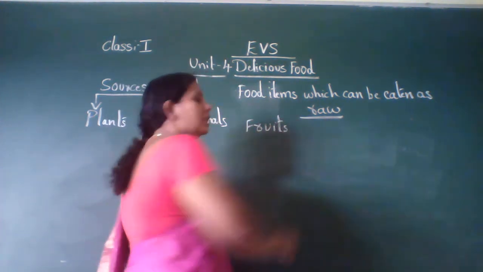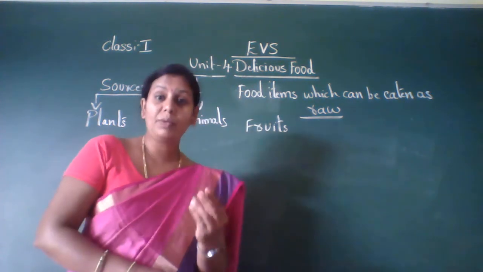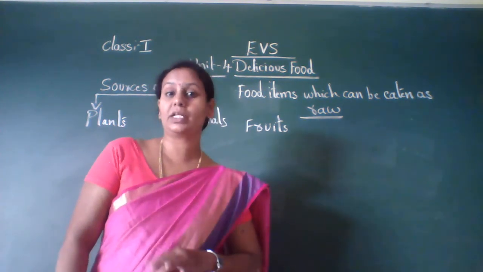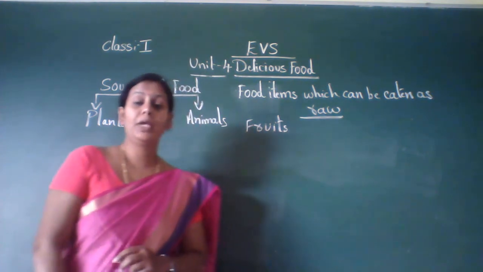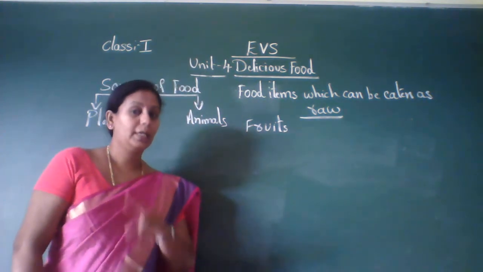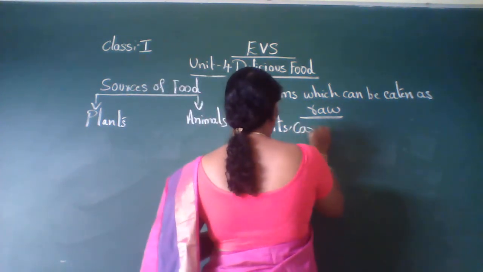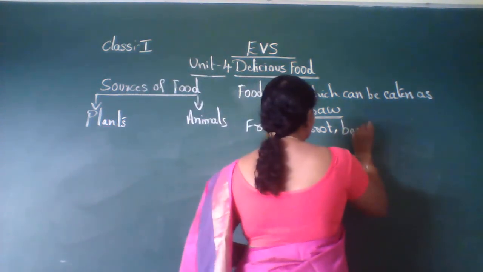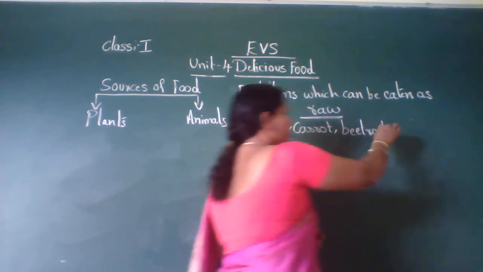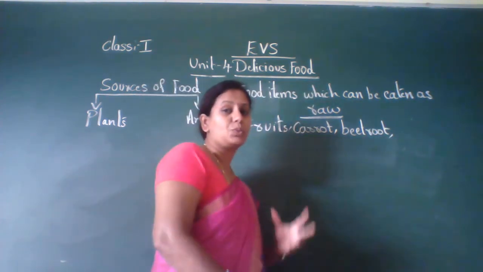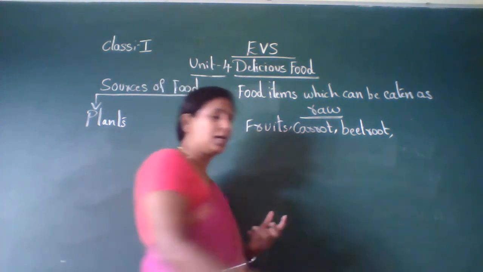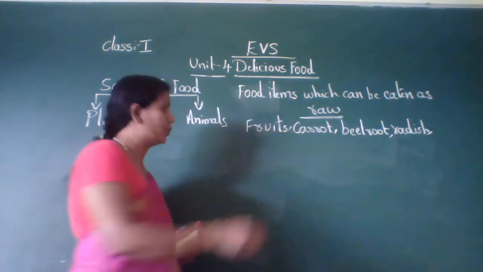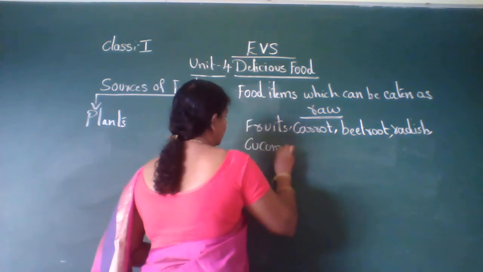Next, yes, some vegetables can be eaten raw. Now tell me which vegetables can be eaten raw. Some vegetables we can eat raw. Which vegetables can be eaten raw? Carrot, very good. Carrot. Then even beetroot can be eaten raw. Then people also eat radish, but it is very spicy. But radish can be eaten raw. Then cucumber, very good, cucumber. Then tomato.